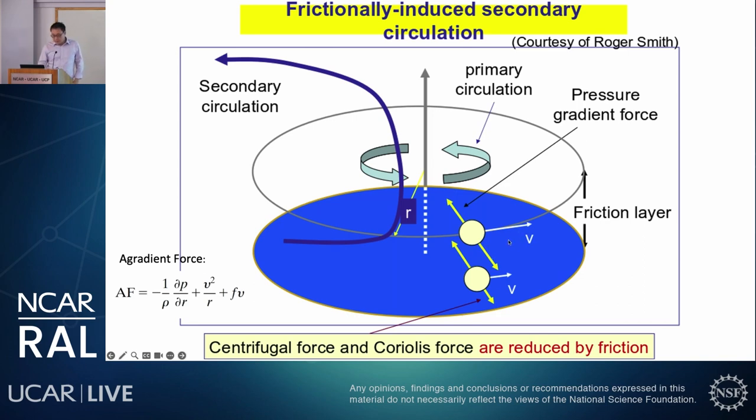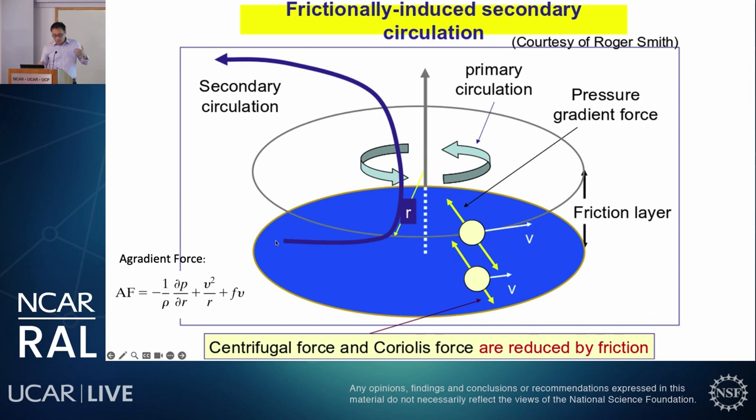is reduced. That reduces the centrifugal force and also the Coriolis force, so the pressure gradient is actually larger than the combination of the other two forces. So the net agradient force will create this inflow. That is the secondary circulation.